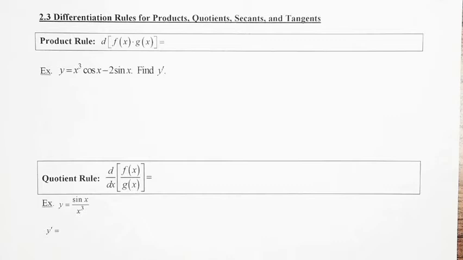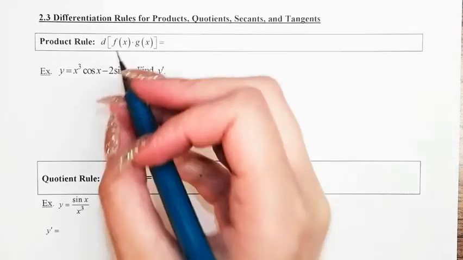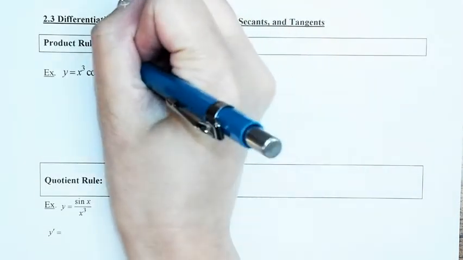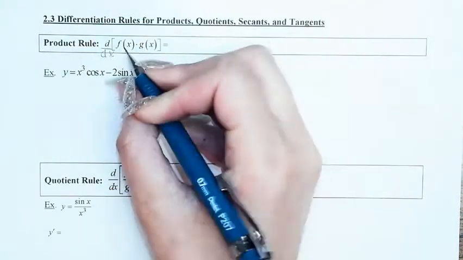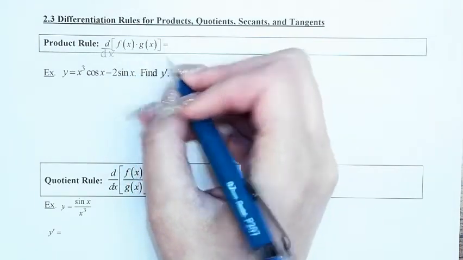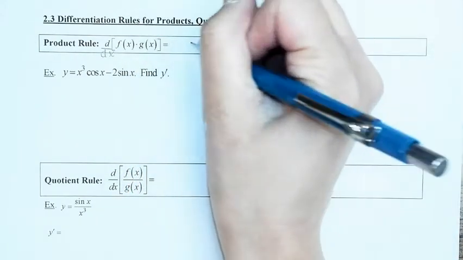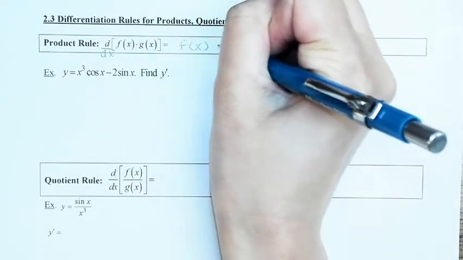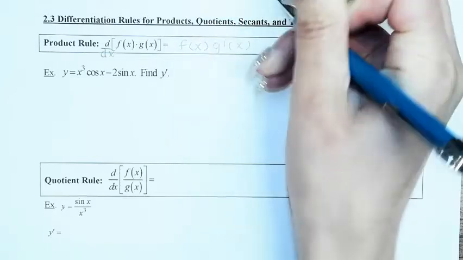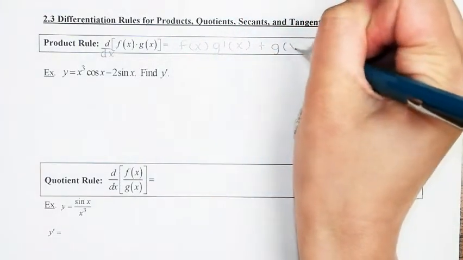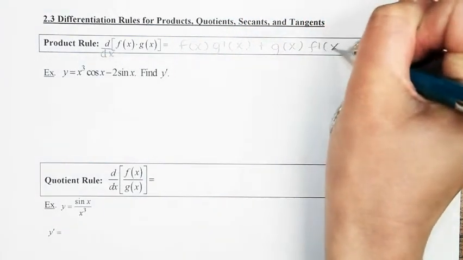Hi guys, today we're going to learn about differentiation rules for products, quotients, secants, and tangents, more specifically about the product rule. So let's start with the product rule. If we want the derivative of f of x times g of x, that's going to be equal to f of x times g prime of x plus g of x times f prime of x.